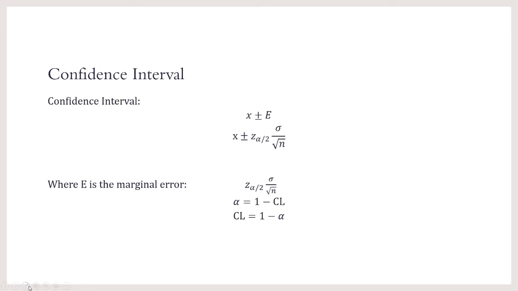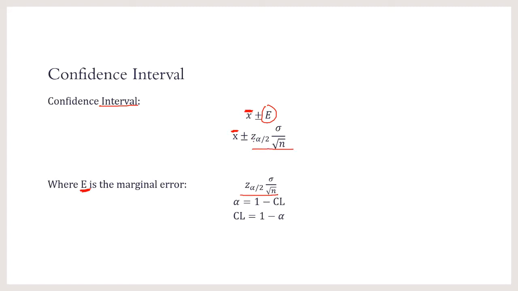Z-score is equivalent to x bar, or the mean of the sample, plus or minus the marginal error, where E is the marginal error, plus or minus since we are looking for the interval. Meaning, we have to find our lower limit and the upper limit. So here, the marginal error is given by this formula.